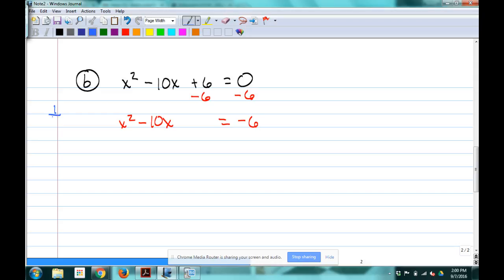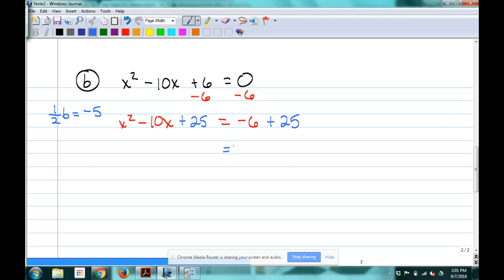And then I need to know what's half of b. What's half of negative 10? Negative 5. So how much am I adding to each side? Where's that 25 coming from, Kay? Yeah, it's a good question. Where'd it come from? Negative 5 squared. That's right. Half of b. Whatever half of b is, you're going to square it and add it to both sides every time.